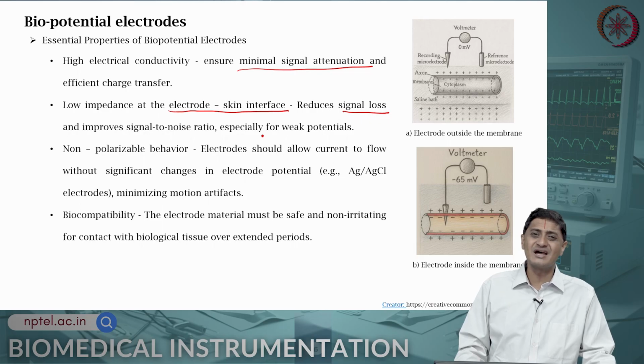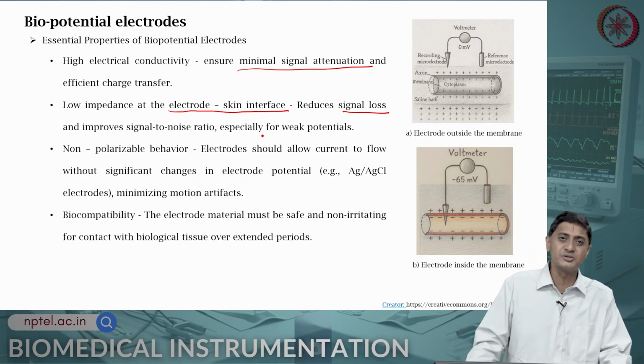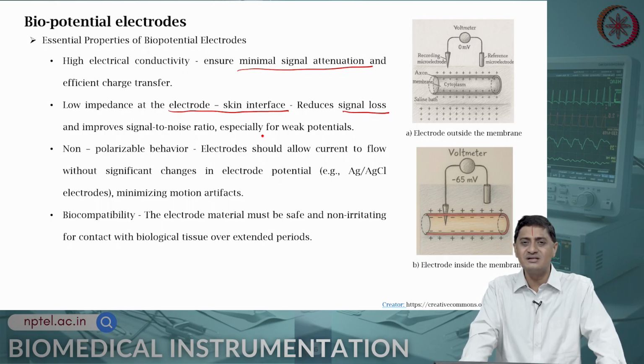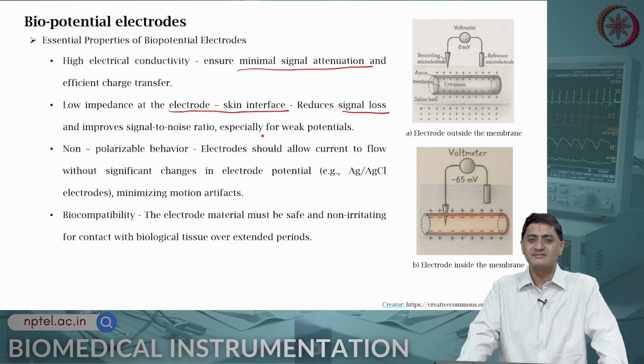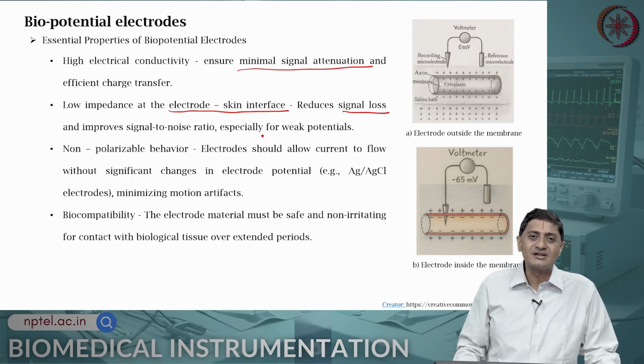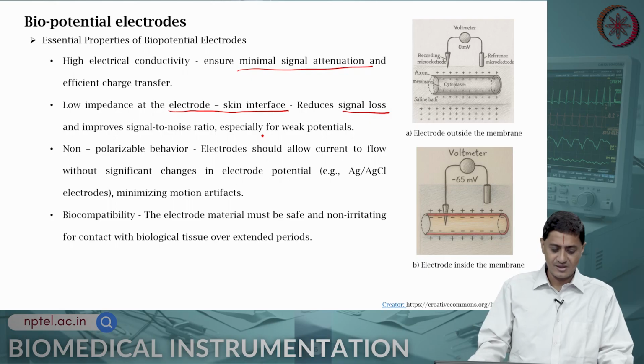So, you are interested in having a low impedance at the electrode skin interface, especially for those potentials whose amplitudes are weak. For example, EEG, that is the brain electrical activity potentials, are of the order of microvolts, whereas the heart electrical activity are of the order of millivolts. So, there is a difference.